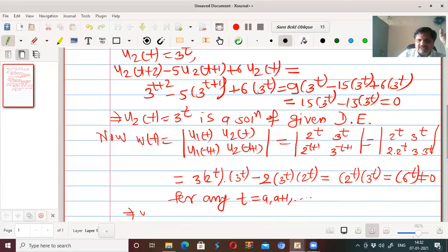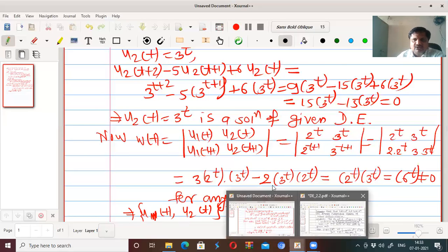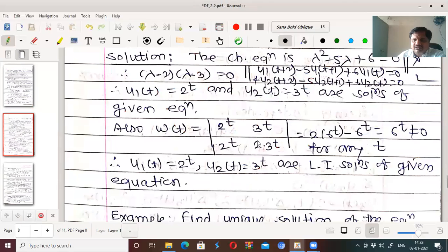Now this implies the set u1t, u2t is linearly independent, or u1t and u2t, these two solutions of the given difference equation, are linearly independent. So that is the proof there. So we found they are linearly independent.